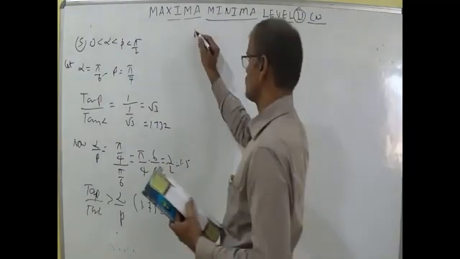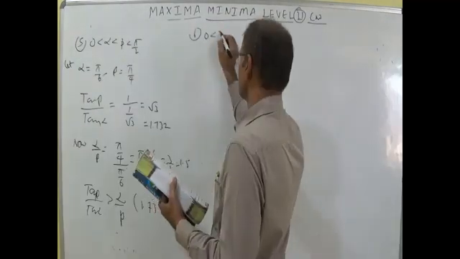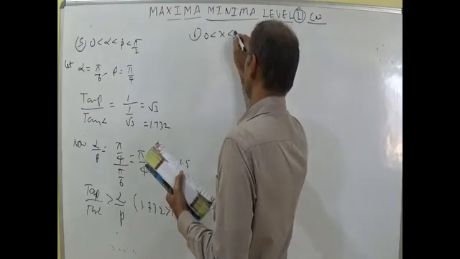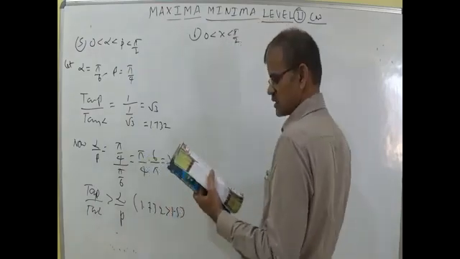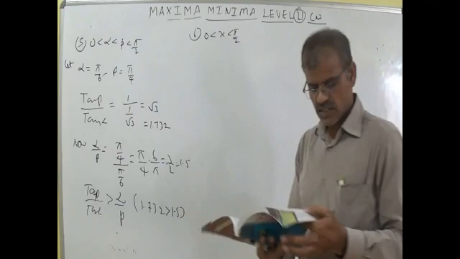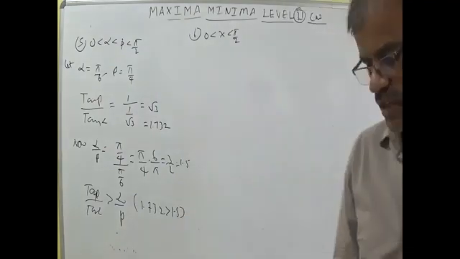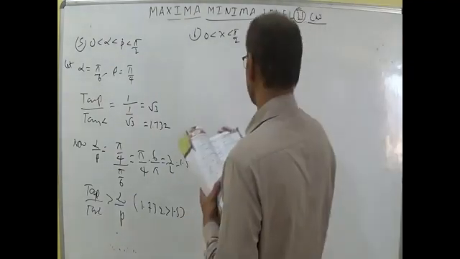Next, sixth question. In the same model I think, 0 less than x less than pi by 2. 0 less than x less than pi by 2. He is discussing about 2 by pi and sin x by x. Sin x by x.